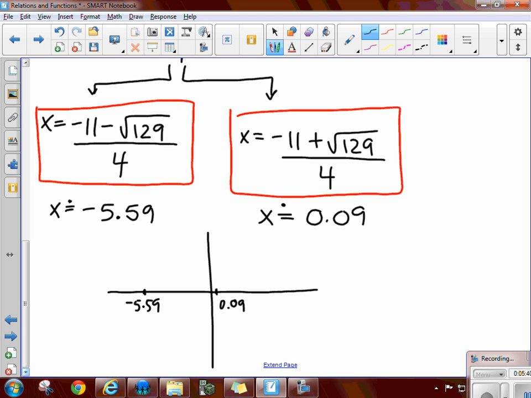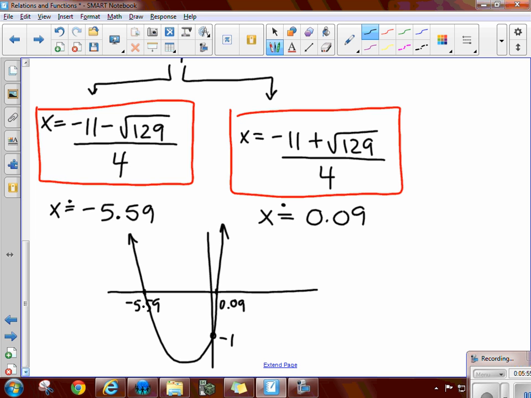Looking at the equation, you also know the c value is negative 1, so that is crossing somewhere, let's say down here at negative 1. So my quadratic is actually something to this effect.